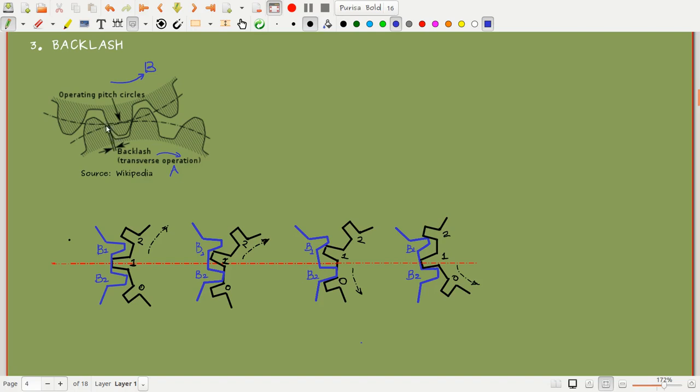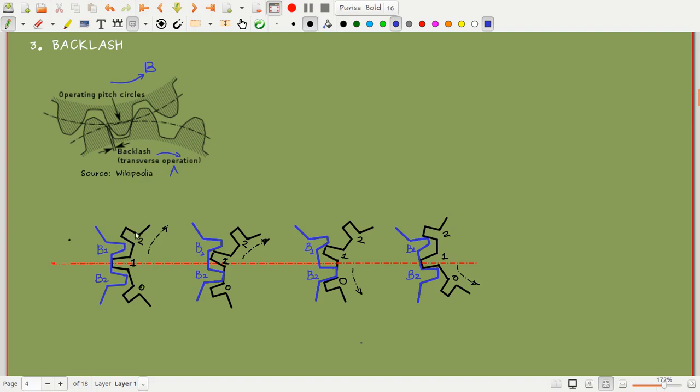So this backlash is usually provided to avoid the wear and tear here and produce smooth movement for the system. Okay, so now we will see this. I have drawn it separately here.